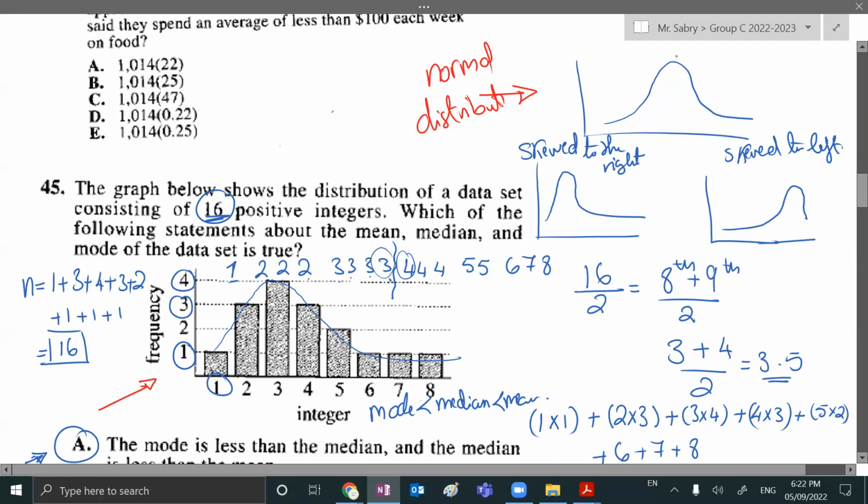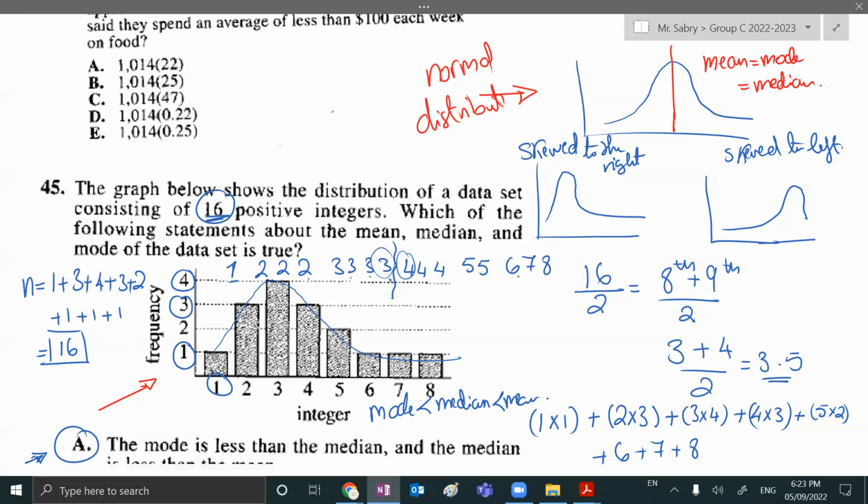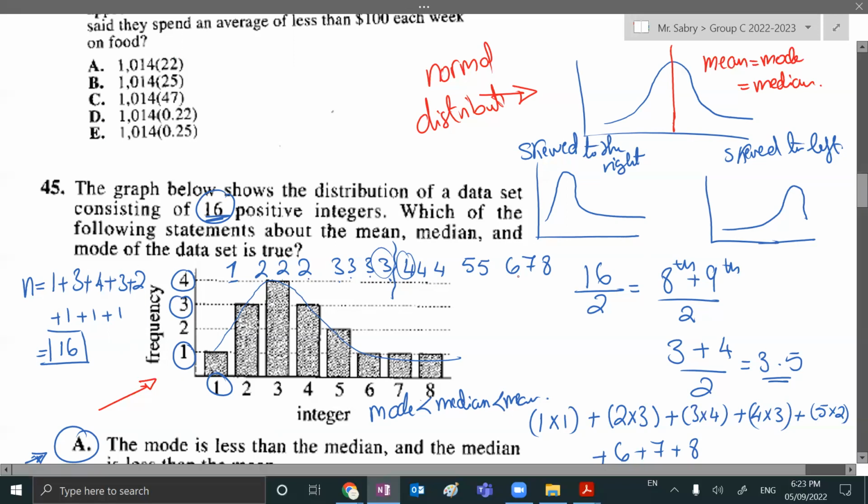Okay, if it's in the middle, the mean, mode, and median are equal to each other. They're exactly the same if you calculate. But if it started moving to the left, think about it this way. So the mean, median are in the middle. If you pull them this way, the mode is the easiest to pull, and then the median is harder, and the mean is the hardest.